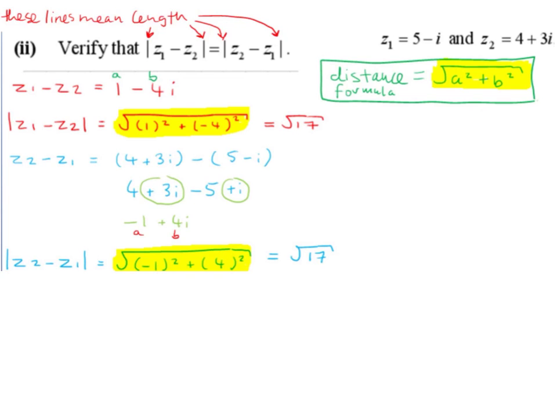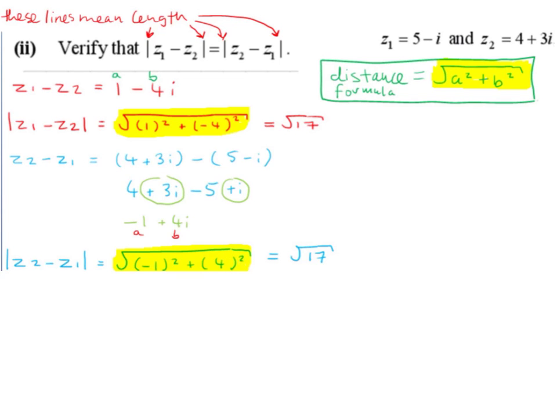These lines here mean length or distance, and the modulus is really the distance from the origin. So we figured out that the modulus of z1 minus z2 is the square root of 17. Now we need to find the modulus of z2 minus z1. We're going to start off by doing the subtraction first and then apply the modulus formula.